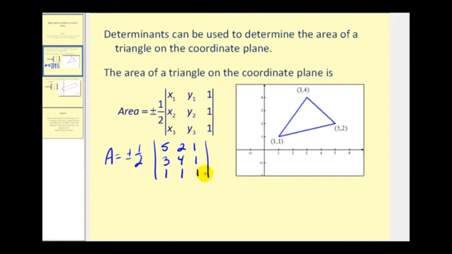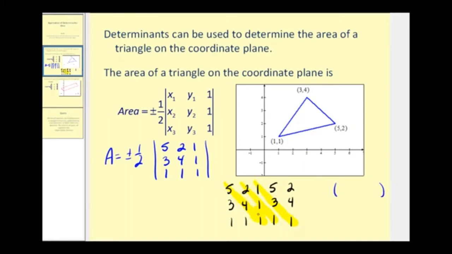Let's use the diagonal method. So we're going to go ahead and first copy down these first 3 columns, and then we're going to copy down the first 2 columns again on the end here. So we'll have 5, 3, 1 and 2, 4, 1. And now we'll find the product of the diagonals starting from the left moving to the right. So we'll have 1, 2, 3 products here. Let's go ahead and find these.